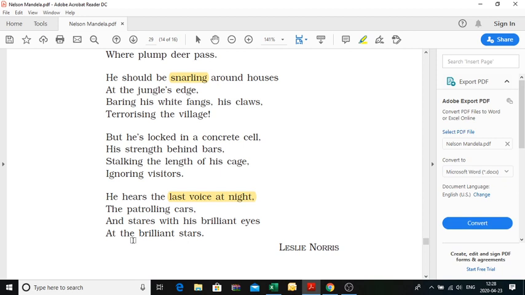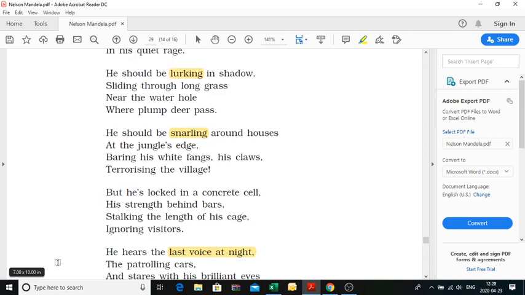Well done, kids. Hope you understood the poem very well. I have tried to explain each and every concept of the poem. Hope you understood it well.